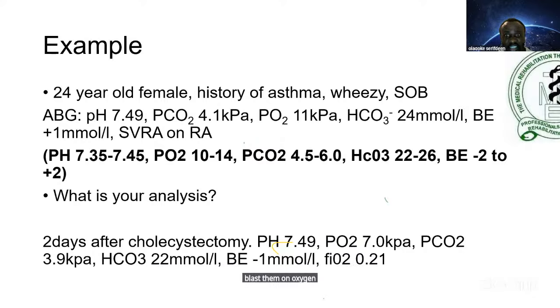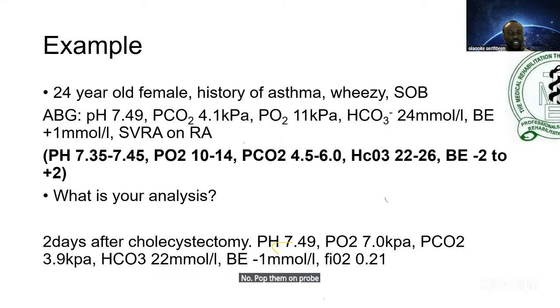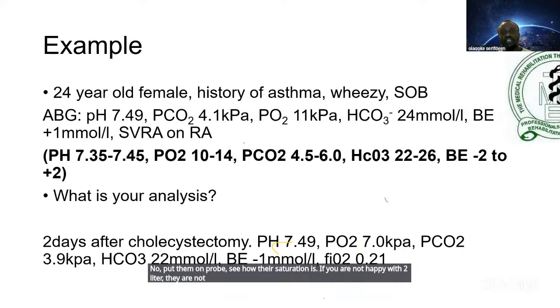2 liters, and if this is not enough, pop that probe on, because ABG is not something you want to do every minute. Why every minute? No. Pop them on a probe, see how their saturation is. If you are not happy with 2 liters, they are not saturating well, increase the oxygen to 4 liters. If they are still not saturating, ventilate. You think in that lane, that way.